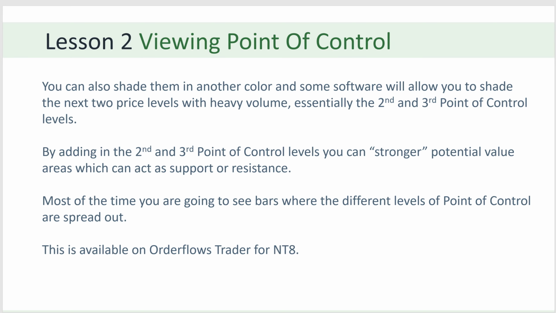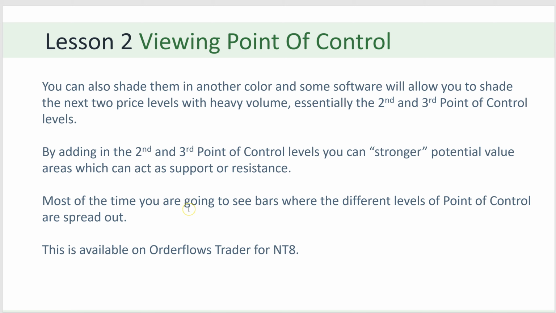Another thing you can do, some software will allow it, some won't, is to shade another color for the second and third point of controls in the bar. So you have the point of control, which is the most volume in the bar. Then obviously you're going to have other levels: a second level and a third level, the second most volume in the bar and the third most volume in the bar. And by adding the second and third point of control levels, you can have stronger potential value areas, which can act as support or resistance.